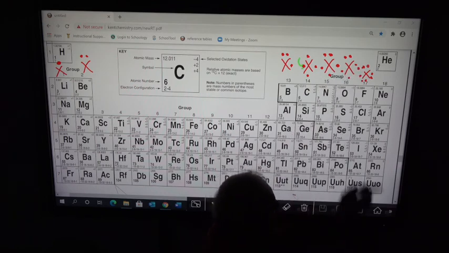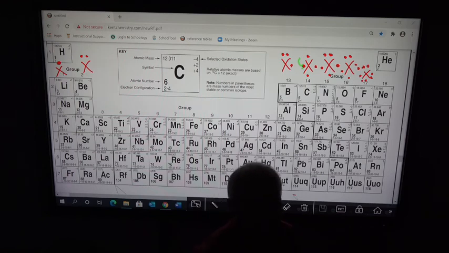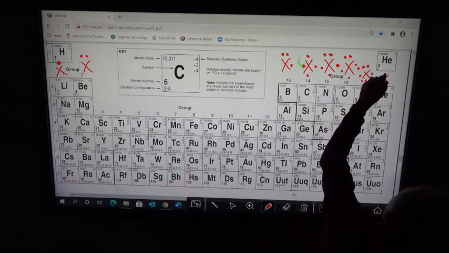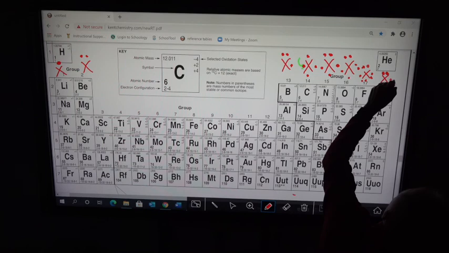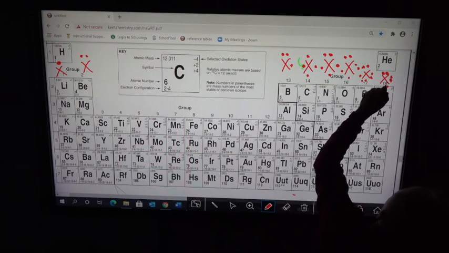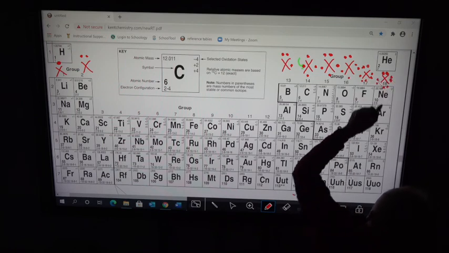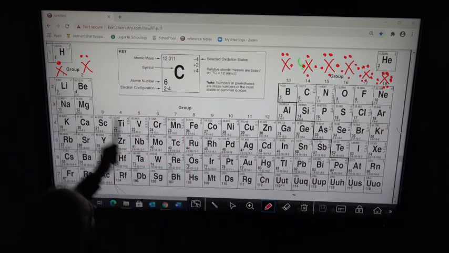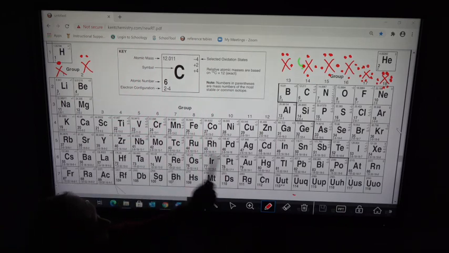And finally, we get to the noble gases. All the noble gases except helium have a stable octet, which means they've got 8 in the outside shell. So 8 in the outside shell would look like this: pair, pair, pair, pair. And don't forget, helium would just have a pair on top. So that is the electron dot of groups 1, 2, 13, 14, 15, 16, 17, and 18.